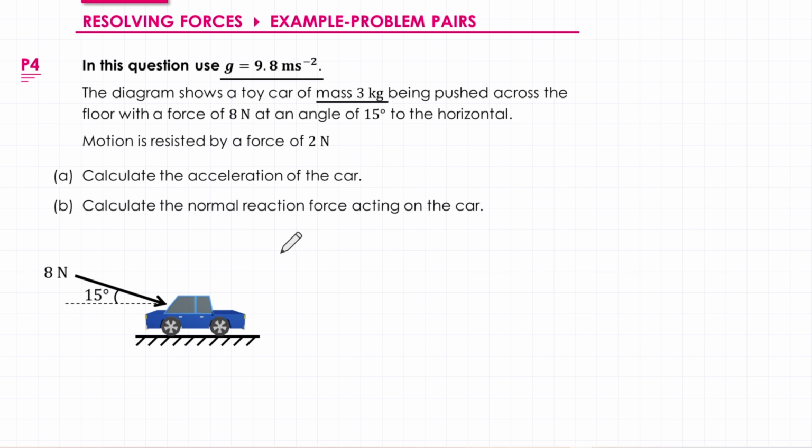So let's start by adding some forces to our diagram. We've got a weight acting downwards of 3g. We have a normal reaction force acting upwards. We'll call that R. And we have a force resisting motion of 2 newtons. Motion here is to the right, so that will be a force to the left.